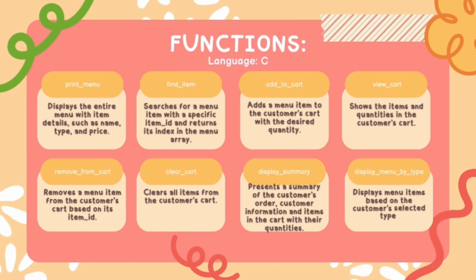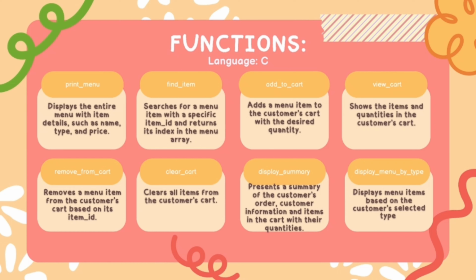Number 4 is view cart. It will show the items and quantities in the customer's cart. Number 5 is remove from cart. It will remove a menu item from the customer's cart based on its item ID. Number 6 is clear cart. It will clear all items from the customer's cart.